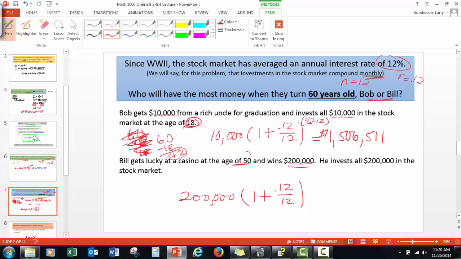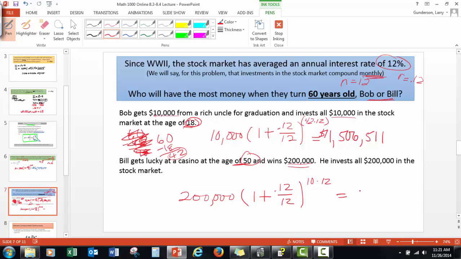But up here, he put in at age 50, and we want to know how much he has at age 60, so that's 10 years. So up here I'm going to go 10 times 12. Okay, I'm going to do that on my calculator at home here, just because I can operate it quicker, and I get 200,000 times 1 plus 0.12 divided by 12, all to the power of 120, because 12 times 10 is 120. I'm getting $660,077.